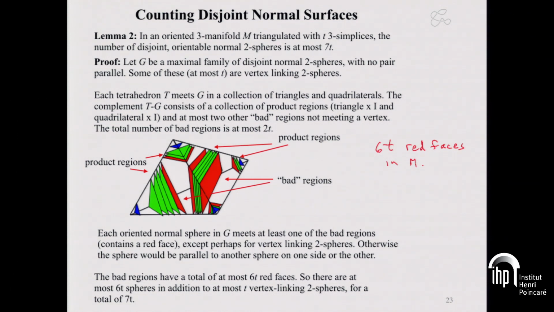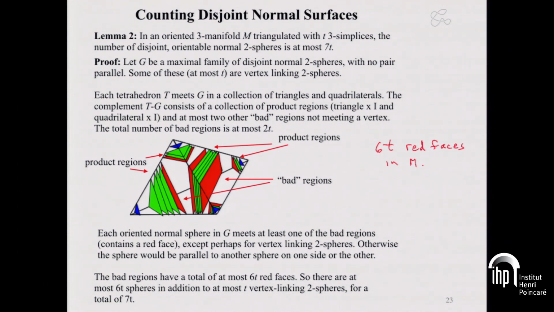If my two sphere was made entirely of green pieces, then it would have to be parallel to another two sphere. Right? Because let's say you're a two sphere, okay? Think of yourself as a two sphere, and you're in one of these tetrahedra, and you're a green triangle in that tetrahedra. Well, if you look to your right, you see something parallel, and if you look to your left, you see something parallel. So if you're made entirely of green triangles and quadrilaterals, then you'll always see something on your right and something on your left. You'll be parallel to another two-sphere on both sides.